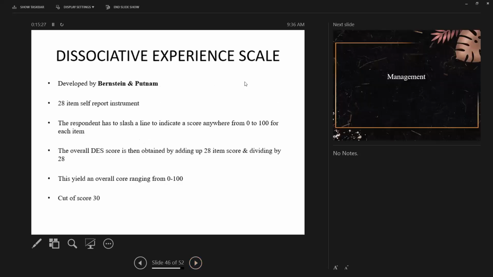The Dissociative Experiences Scale was given by Bernstein. It is a 28-item self-report instrument, and the respondent has to slash a line to indicate the score anywhere from 0 to 100 for each item. The overall DES score is then obtained by adding up the 28 items and dividing by 28. This yields an overall score ranging from 0 to 100, and the cutoff score is 30.